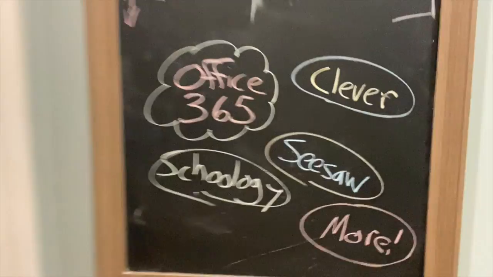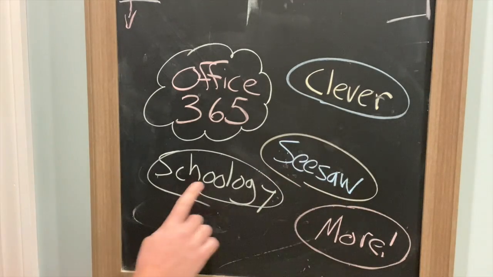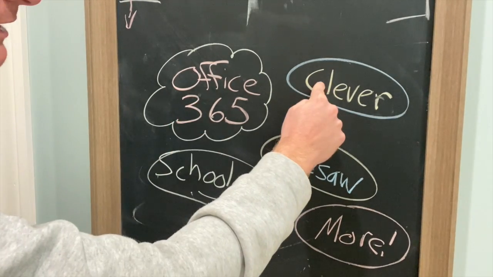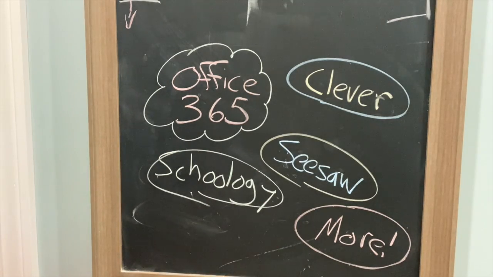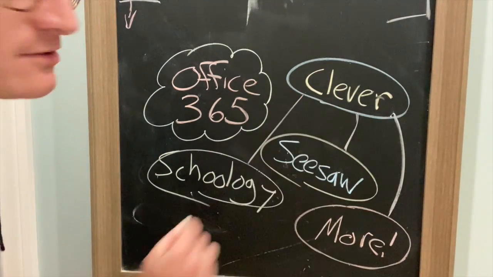So not only are they bouncing around other courses in Schoology, but to get to Schoology, they have to start at Office, go to Clever, and then Clever will give them access to apps like Seesaw, a whole bunch of more apps in Schoology.